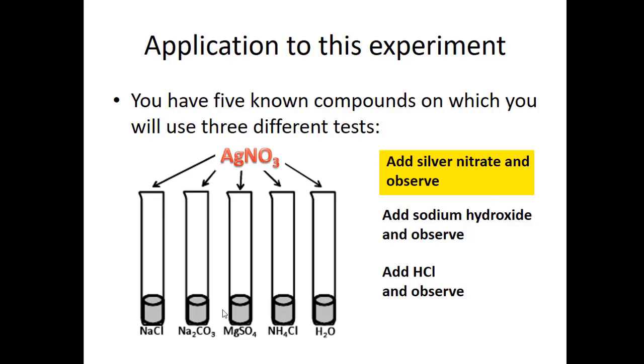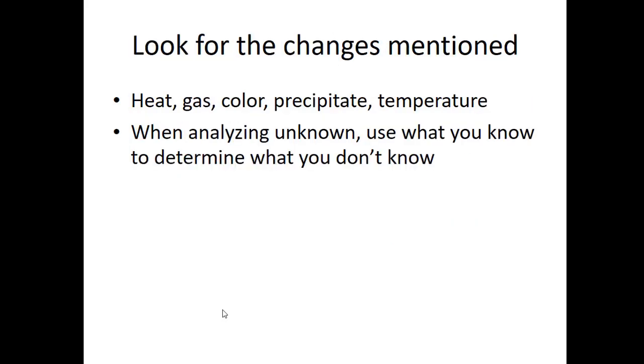So you're going to add silver nitrate, and then the next test on the known compounds will be to add sodium hydroxide, and then the next test will be to add HCl. Each one of these tests is going to give you something that you can use to identify an unknown compound. So what are you looking for? You're looking for the changes that we talked about. Did the solution heat up? Did it give off gas? Did the color change? Did you form a precipitate? Did the temperature change? Any of these things that happen, you know that there was a chemical change that occurred.